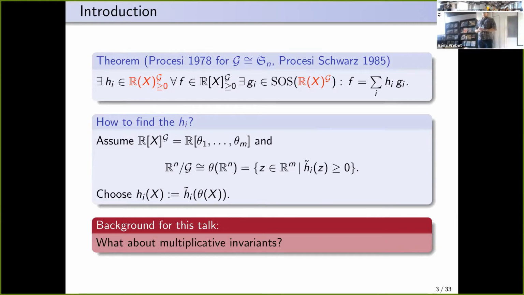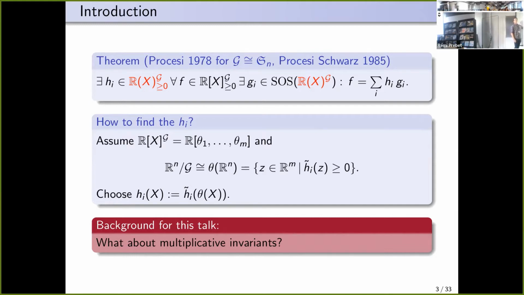So these results appeared before we had Positivstellensätze such as Putinar or Schmüdgen. And with these Positivstellensätze, we could already answer this question. But the main problem here is how to find those hi, right?